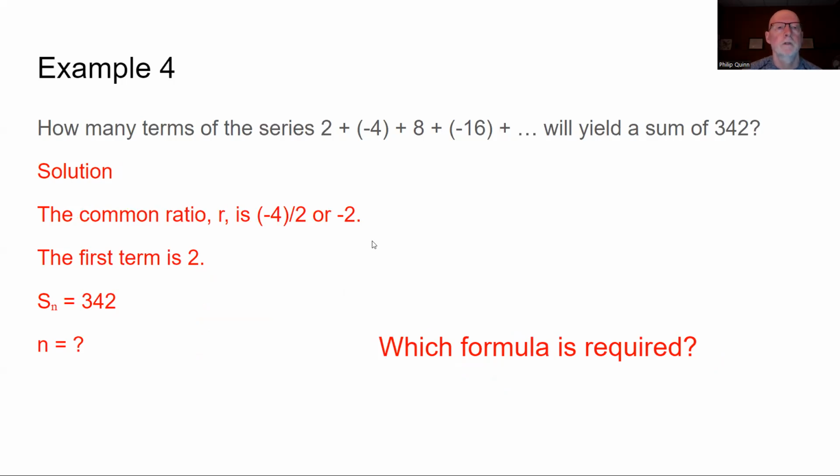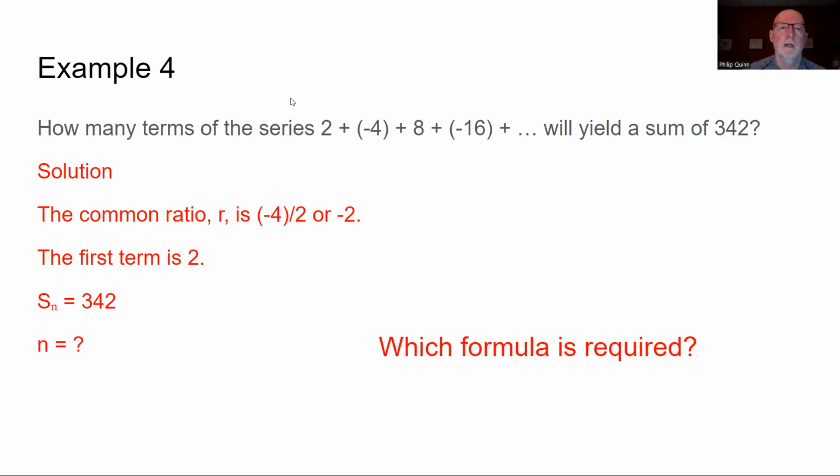Example 4. Another way we could ask this is, how many terms do we have in the series? So we're going to be given the sum, in this case 342. We know the first term, we can figure out the common ratio. And then we have a bunch of information that we can use now to find how many terms.